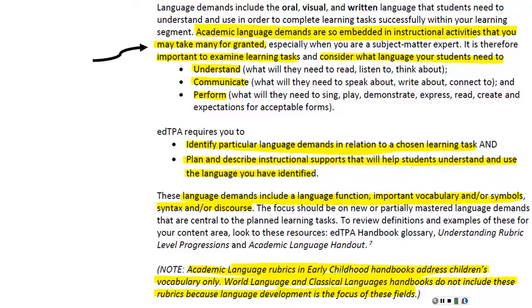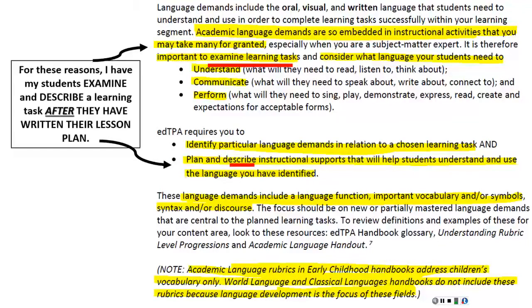So this got me thinking, maybe I'm going about it the wrong way. Examine learning tasks. Identify particular language demands in relation to chosen learning tasks, and plan and describe instructional supports that help students. So again, identify the language demands, plan and describe. So I'm being asked to examine and describe. This makes me think that perhaps what I need to do is have them write their lesson plan and then analyze the academic language that is in their lesson. So it's a backward design, and it works.